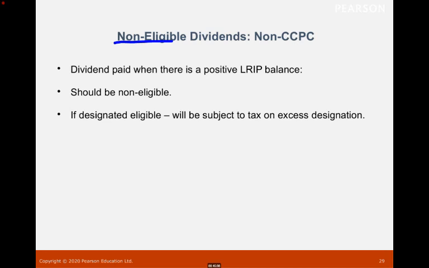So your non-eligible dividends are what's going to get paid out of your low rate income pool. So they'll be categorized as non-eligible, and they have a less preferential treatment to the eligible ones because they've been paid out of a pool of income that was more likely small business deduction rate and had the lower corporate income tax paid to come along with it.